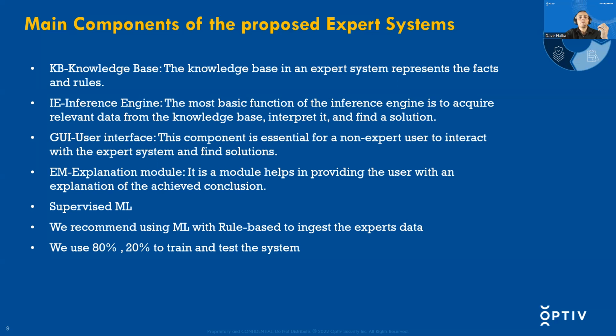The explanation module, which is a part of the inference engine, means that in the inference engine, you decide what to do, but the explanation module explains how this decision was taken. What are the main criteria used for that? What other components led me, as a system, to take that decision?